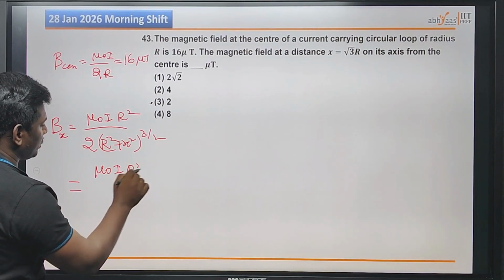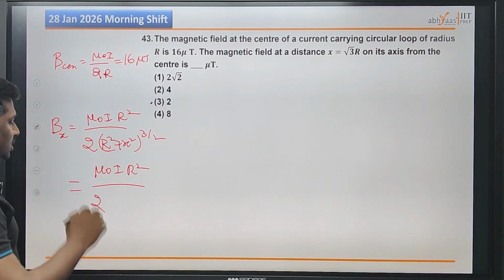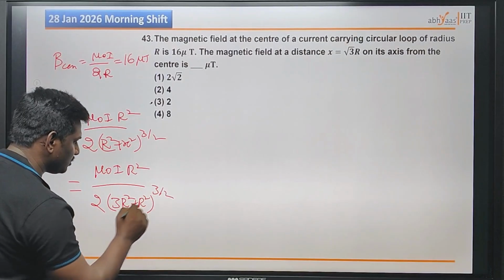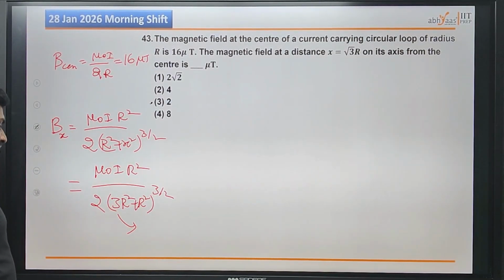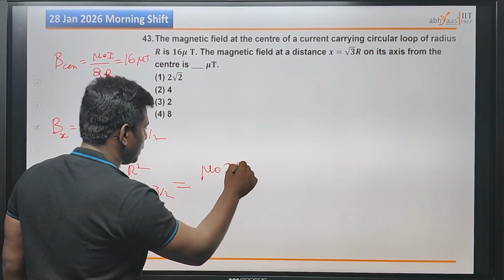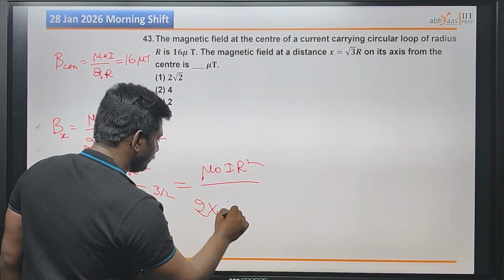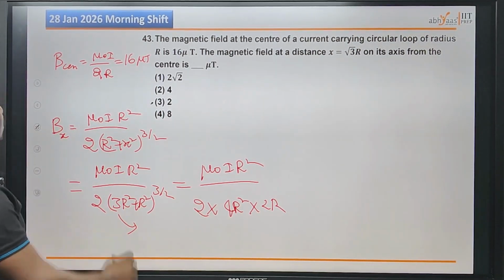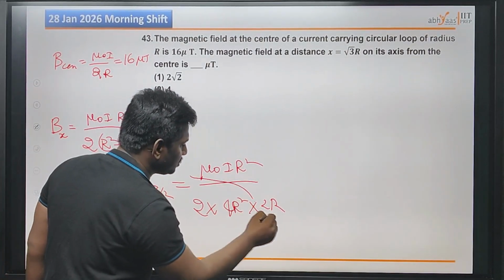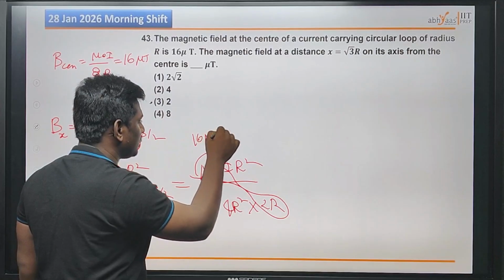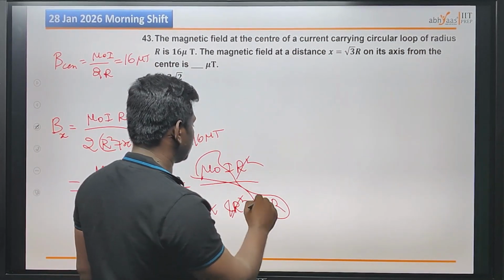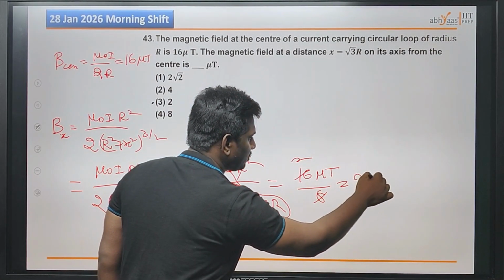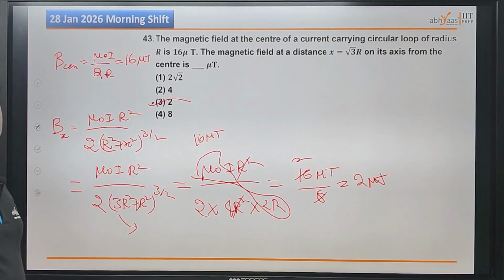What is the x here? Mu naught I r square by 2 into root 3 r, so 3r square plus r square whole to the power 3 by 2. You will get here, what you are getting? Mu naught I r square by 2 into 4r square into 2r. If you observe, mu naught I by 2r is nothing but 16 microtesla. So 4r and r square gets 16 microtesla by 8. So this can be 2 microtesla. Option 3 is your answer.